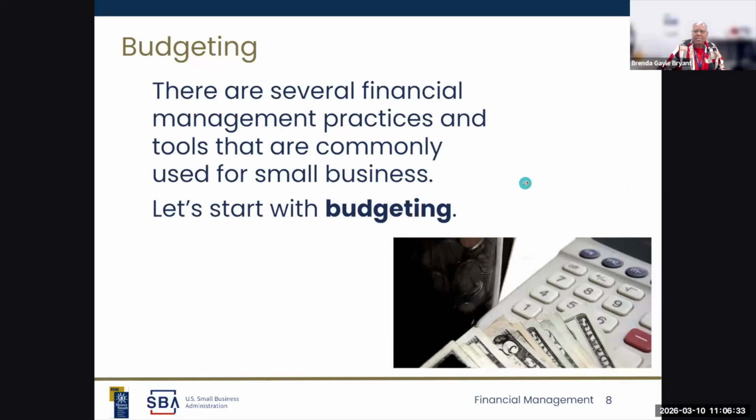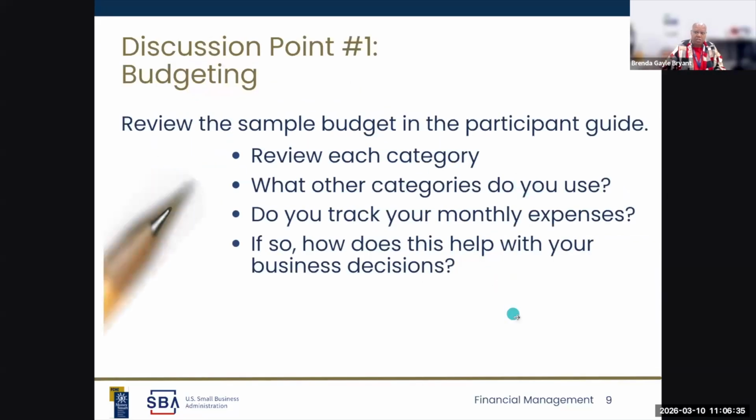Okay. So we're going to be looking at different ways that money comes in and different ways that money goes out. So you have a sample budget in your participant guide, and that sample budget is on page 8. So it looks at different kinds of things that it thinks you may be needing to keep track of: rent, utilities, phone, insurance, employees, etc. So it's got a whole list of things.